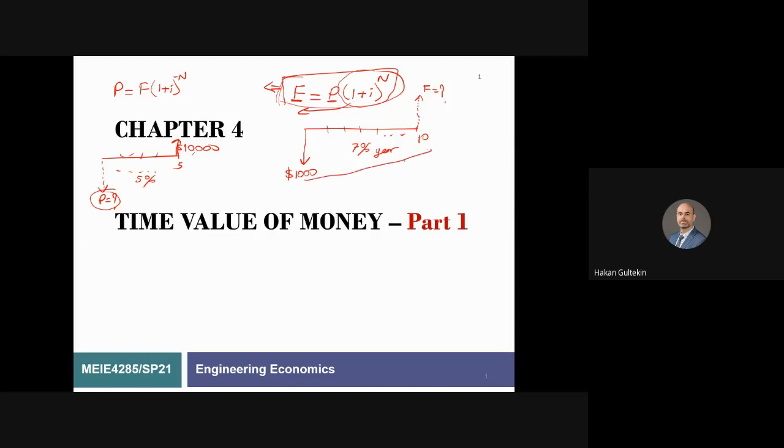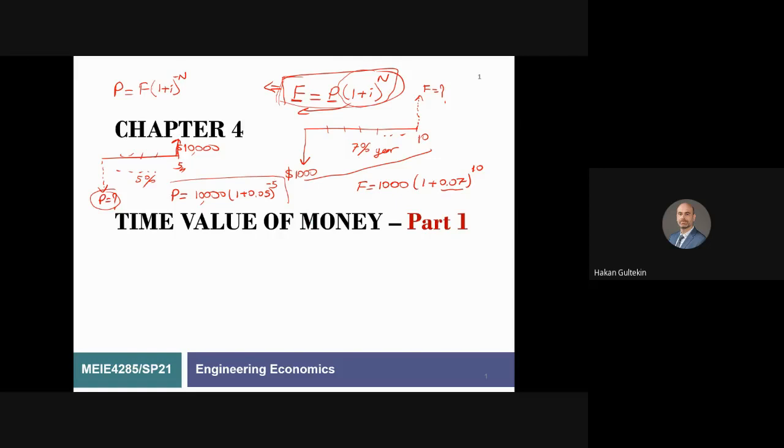With the given information, we can calculate F as 1,000, the present amount, times 1 plus 0.07, so we write the interest in this way, to the power 10. 10 is the number of years, the number of periods. For the second example, the present value will be equal to 10,000 times 1 plus 0.05, the interest rate, to the power of the number of periods, which is 5, but it is minus 5. So these are the fundamental formulas.